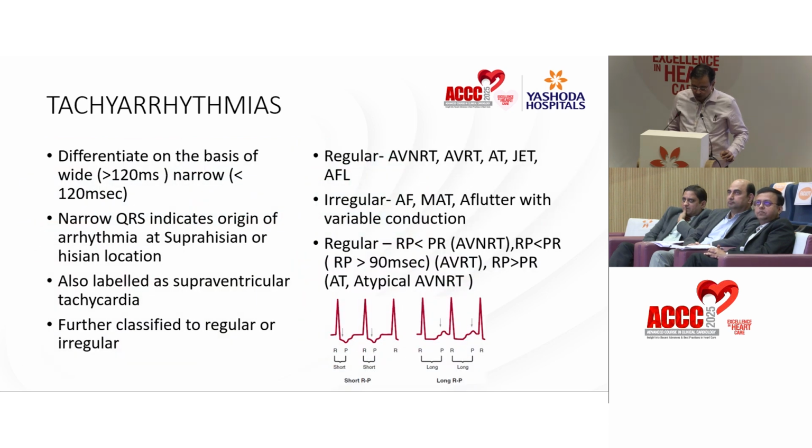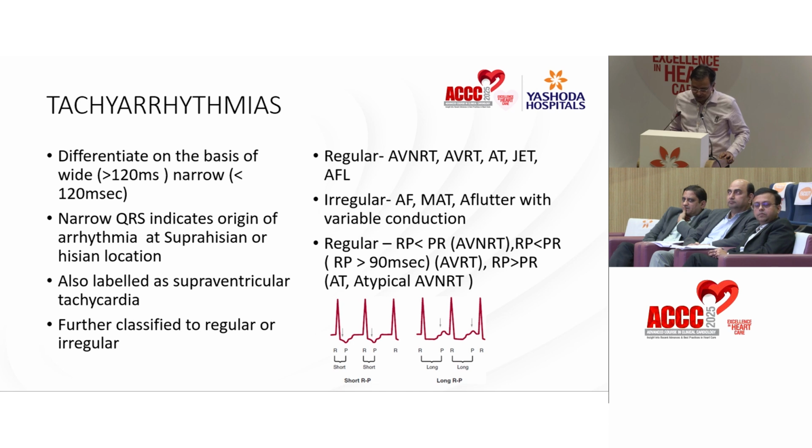So then we move on to the tachyarrhythmias, which are more dramatic that way. We differentiate them on the basis of a wide QRS tachycardia or a narrow QRS tachycardia. The narrow QRS indicates that the depolarization of the ventricles is happening through the His-Purkinje system. So the origin of the tachycardia is in the supraventricular portion, that is around the atria or the AV node. So they are also labeled as a supraventricular tachycardia.